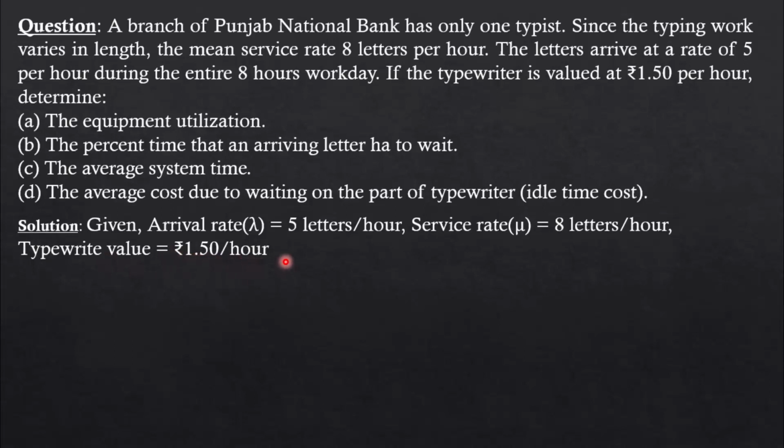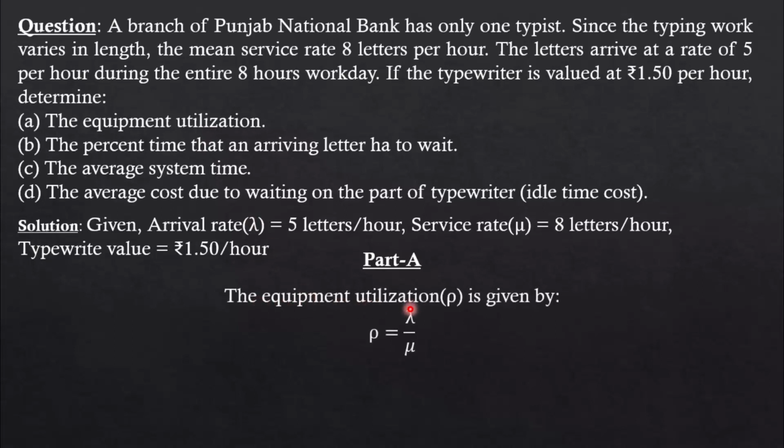So let us solve the first part, part A, and it has asked the equipment utilization. We have learned that the utilization factor, which is represented by rho, is given as lambda by mu. So let us put the value of lambda and mu here, and it is coming as 0.625. So this is the equipment utilization, or we can say utilization factor. Now let us move to part B.